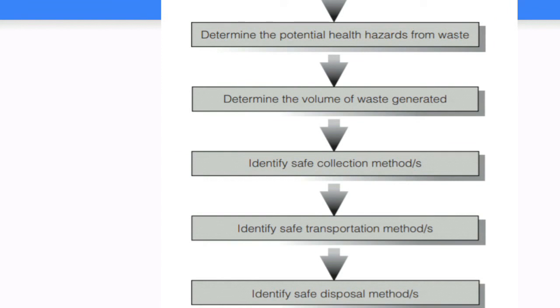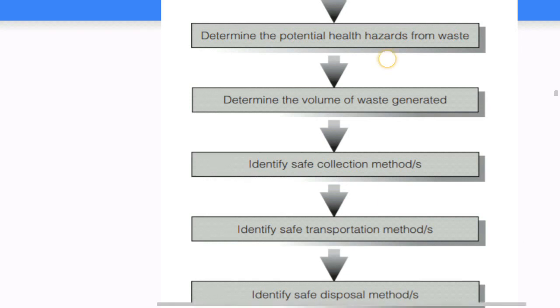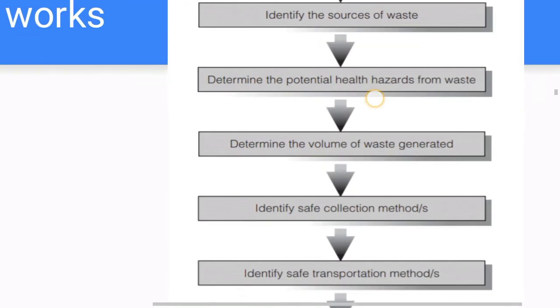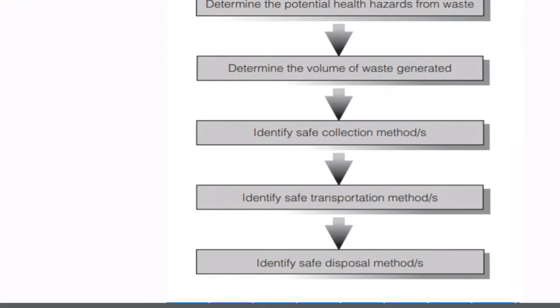Because if it is hazardous waste, it should not be exposed directly to the atmosphere, whereas it spreads hazards to public health as well as to the environment. So whatever safe collection method they follow, in terms of industries or residential areas, they have to identify according to the type of waste and its source, its hazards, and its volume. They are going to design the collection system.